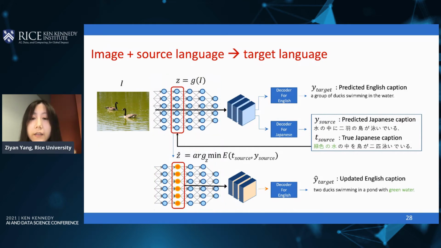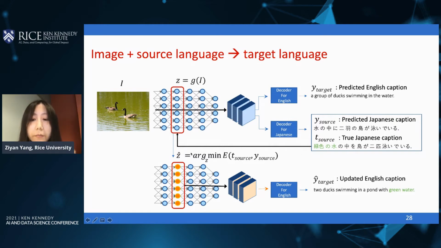Let me define the process more formally. The image input is I, and the intermediate image feature in the first step that generates predicted English and Japanese captions is noted as Z equal to G(I). G is the layers that generate the intermediate image feature. Y source and Y target are predicted English and Japanese captions from Z. T source is the ground truth Japanese caption.